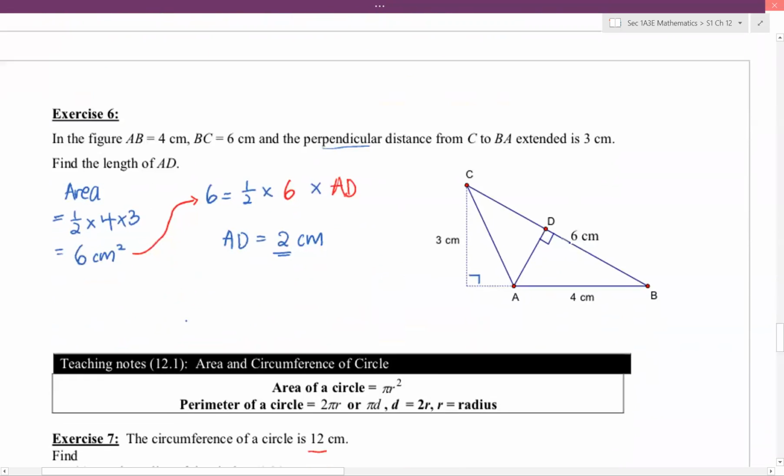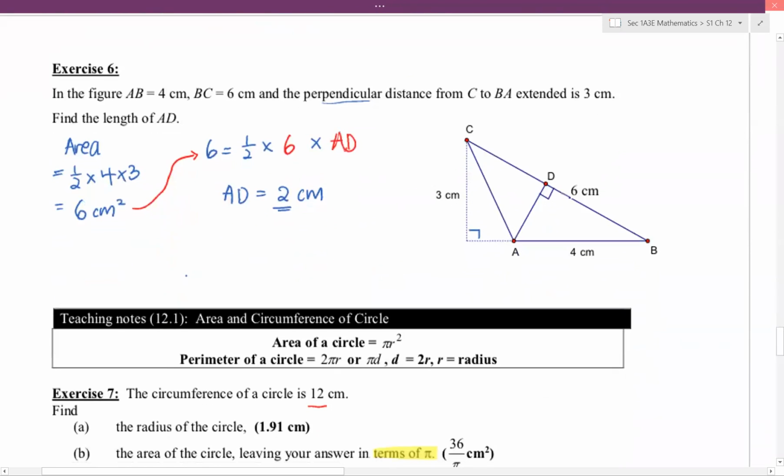Exercise 6. We got this information, perpendicular distance from C to BA extended. You need to understand the phrase in order to solve it by yourself, in case it is not drawn in the diagram for you. So this perpendicular distance is 3 cm. Find the length of AD. Same, you need to find the area by yourself first.